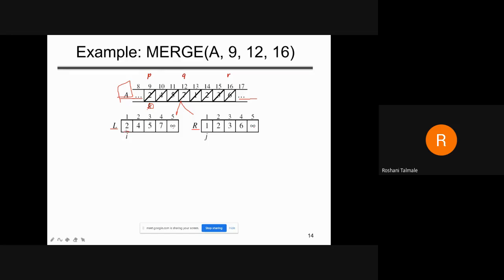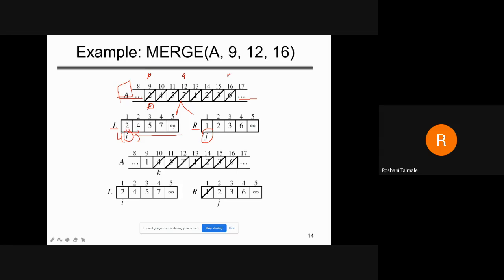So I is the parameter which is used for one sub array, and one by one we will increment it. When you compare 2 with 4, you have to increment it. Because L of 1 is 2, L of 2 is 4, L of 3 is 5, like that. Similarly, for taking the values from the other sub array, we will use the J value.